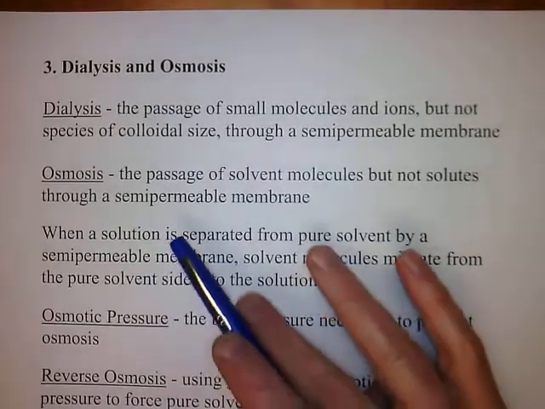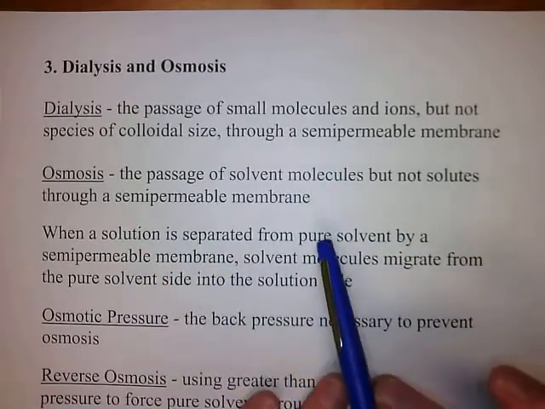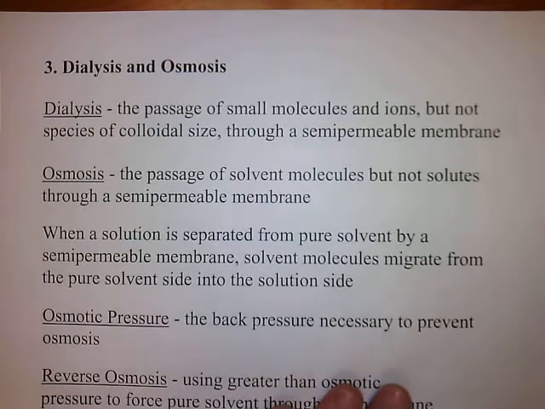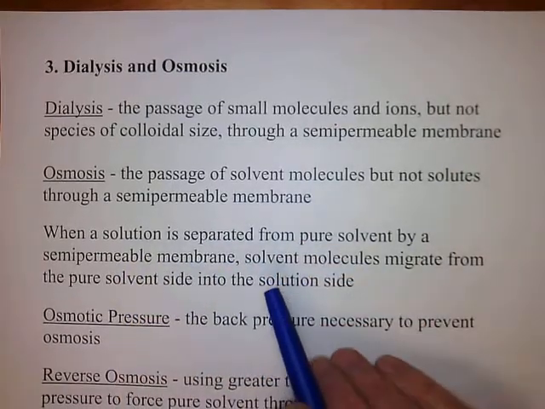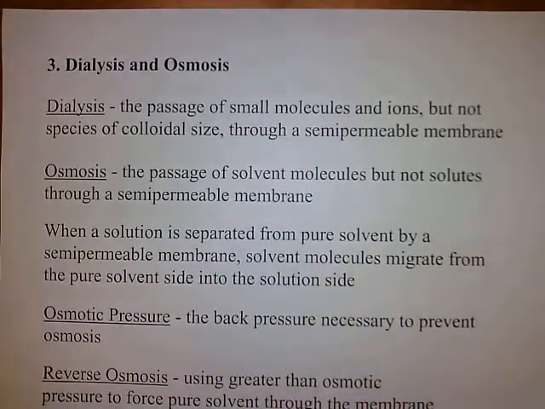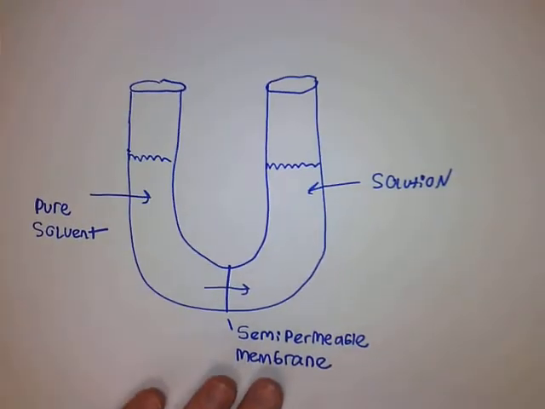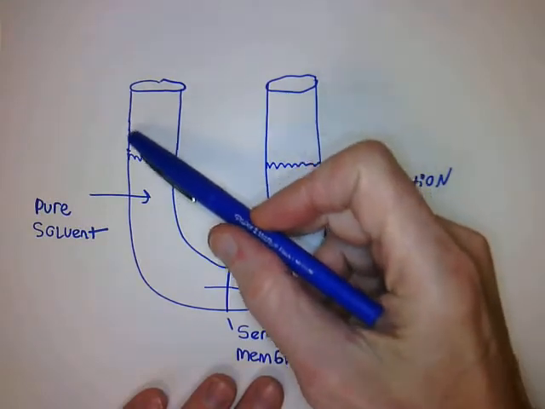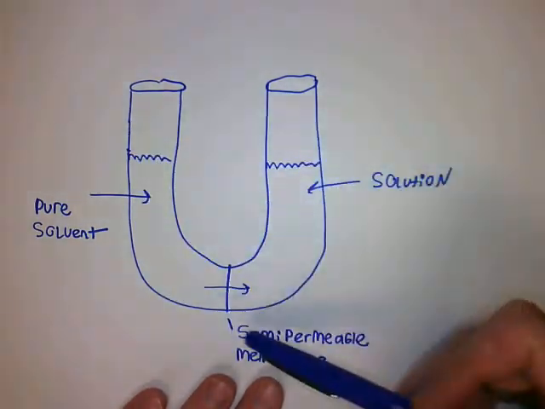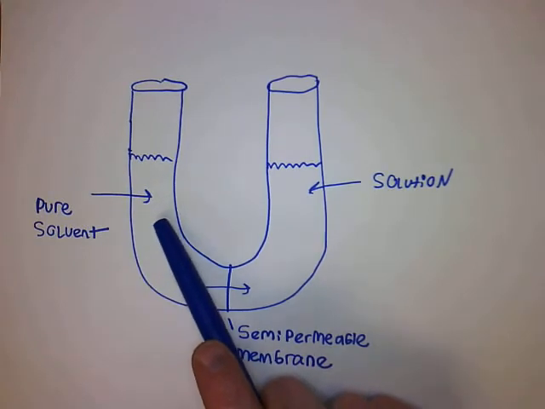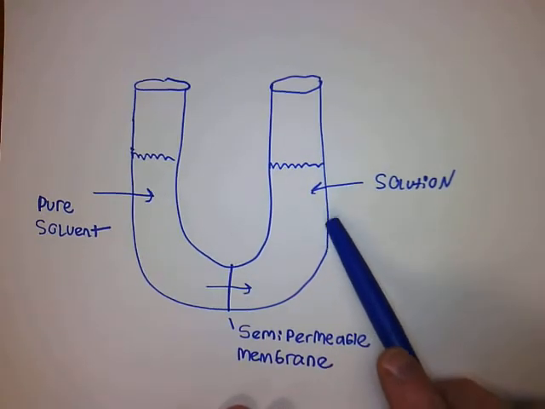So when you have a solution and pure solvent separated by a semi-permeable membrane, the solvent molecules migrate from the pure solvent side into the solution side. All right, so we have something like this. I have a U-tube set up here with a semi-permeable membrane. Let's say we have pure solvent on this side and solution on this side.